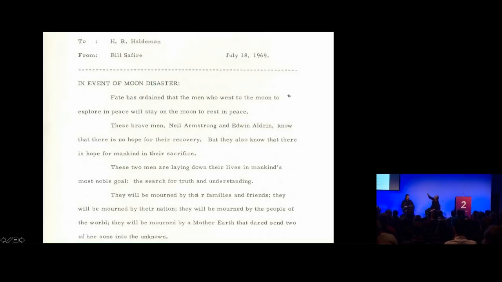Fate has ordained that the men who went to the moon to explore in peace will stay on the moon to rest in peace. And these brave men, Neil Armstrong and Aldrin, know that there is no hope for their recovery, but they also know that there is hope for mankind in their sacrifice.